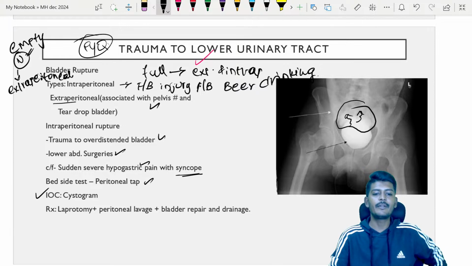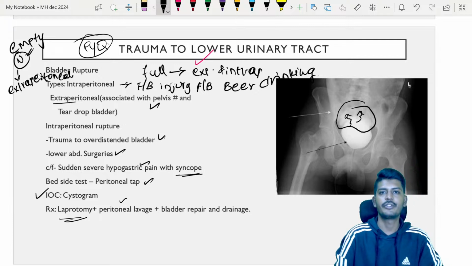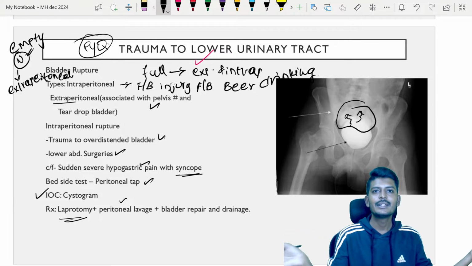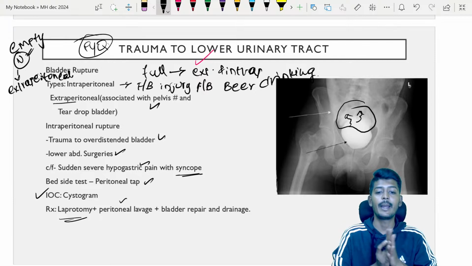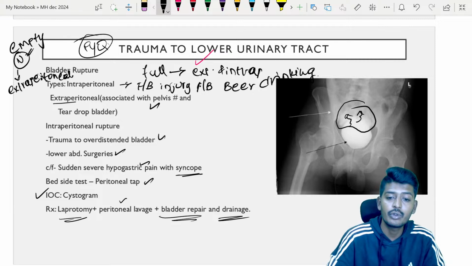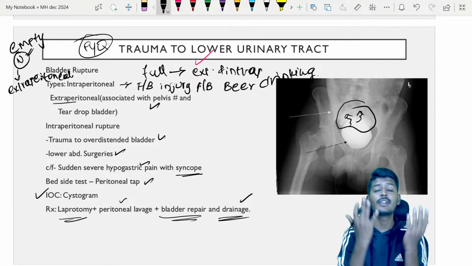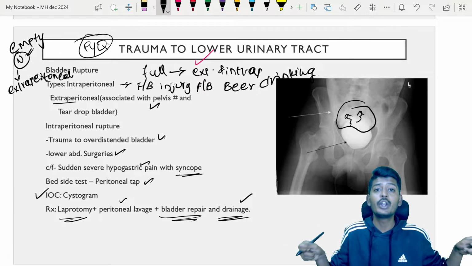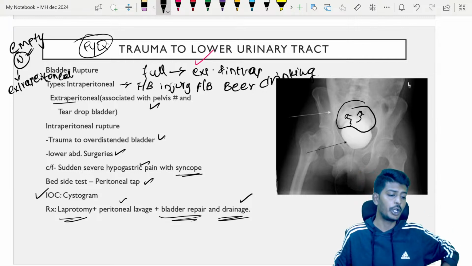So the treatment will be laparotomy. Open the abdomen fully. Do the peritoneal lavage. In normal language, it's like grooming and mopping, like that only. You are supposed to clean the whole peritoneum, followed by that, repair the bladder and put in a drainage. Very important, drainage must be put, sir. Because if you don't put a drainage, urine will start to accumulate, and where you have repaired, that area will start to tear up once again. So you need to put a drainage. Along with that, you are going to do the bladder repair.